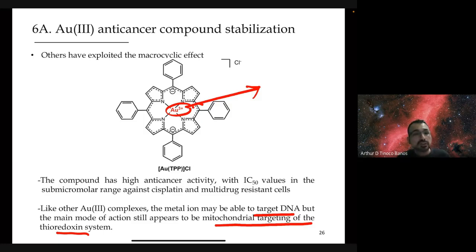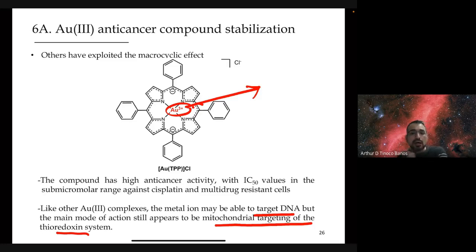All right, so that gives us a perspective about gold. In terms of its oxidation states of 1 and 3, we're talking about metals that fluctuate between a soft acid and an intermediate acid, but the primary cellular target is believed to be the thioredoxin system, whereas platinum from cisplatin is believed to target primarily DNA, although I did show you a series of complexities to that idea of what platinum actually targets.